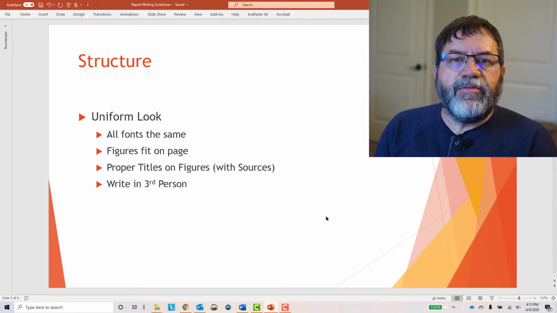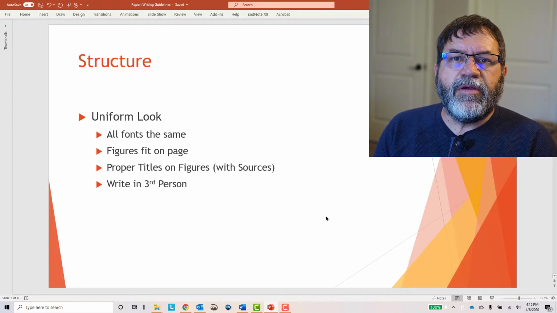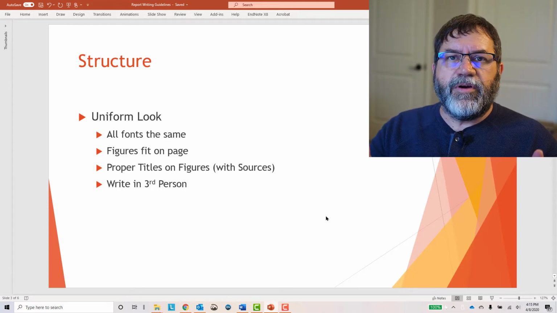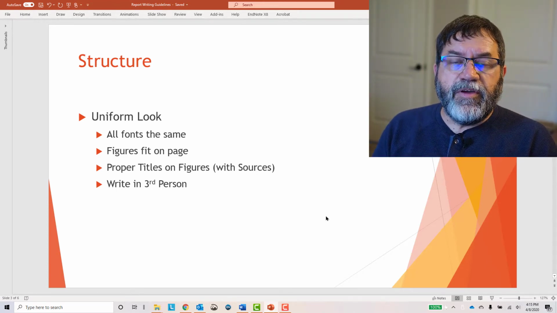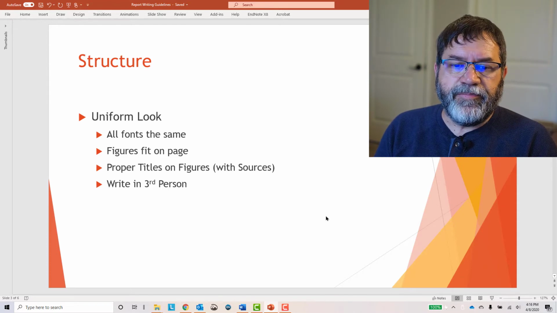The structure. You need to have a uniform look to your structure. All the fonts need to be the same. Everything should be justified so that it's square edges down both sides. Figures need to fit on the page. Don't turn figures sideways. If you can't fit it on the page, you need to go back and adjust your figure and then copy it again and put it back on the report. But make sure they look good, they're centered, and they just look good.